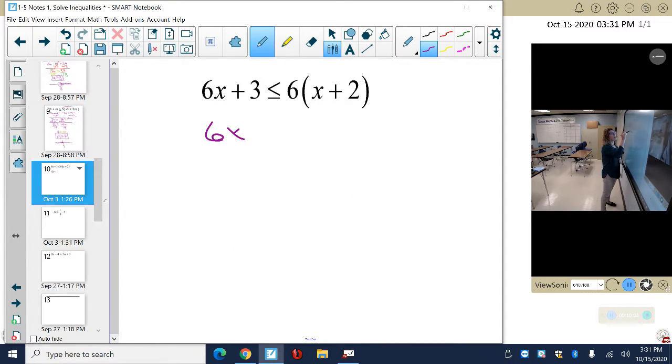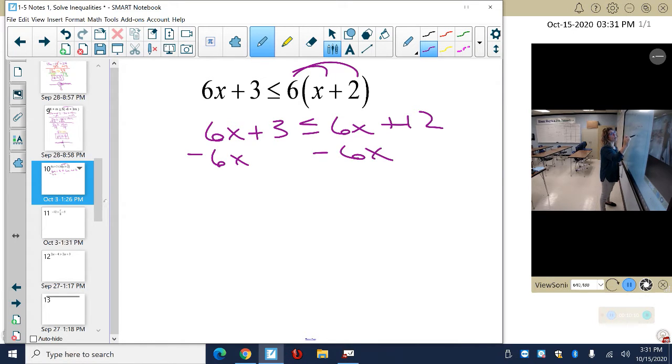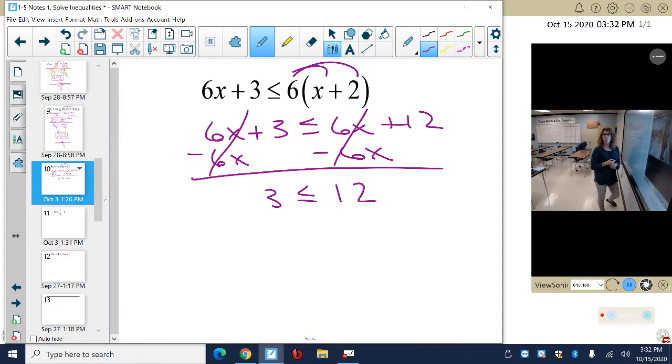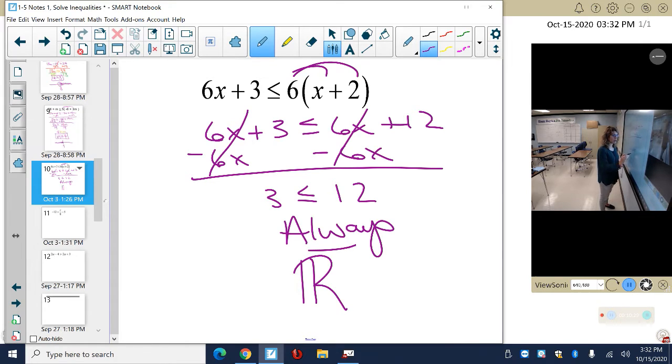Same concept, 6x plus 3 is less than or equal to 6x plus 12. So I'm going to subtract 6x from both sides, and I have 3 is less than or equal to 12. When is 3 less than or equal to 12? Is it sometimes true, always true, or never true? Well, 3 is always less than 12, so since that is always true, does it matter what x is? It does not, so therefore it's all real numbers. Okay?